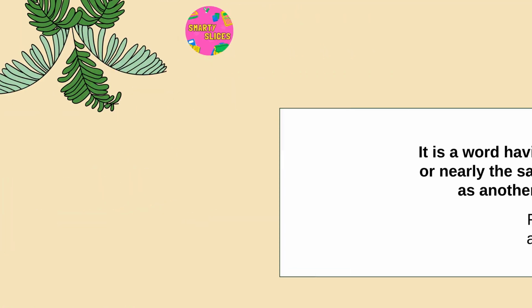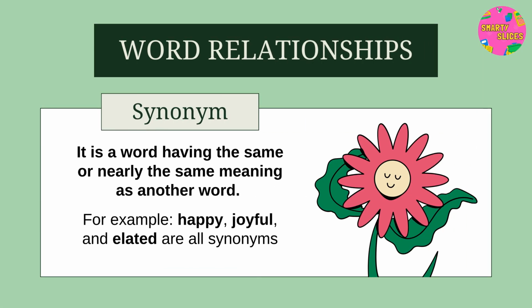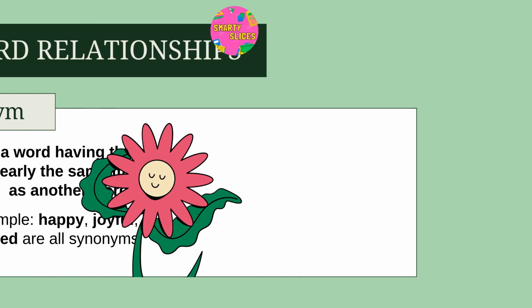Let's start with synonyms. These are words that mean almost the same thing. For example, happy, joyful, and elated. They're not exactly the same, but they all express the same feeling of being cheerful. Synonyms are super helpful in writing because they make our words more interesting and help avoid repeating the same thing over and over. Next up, antonyms.